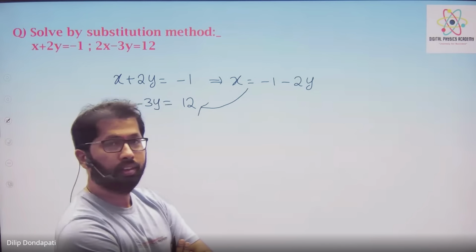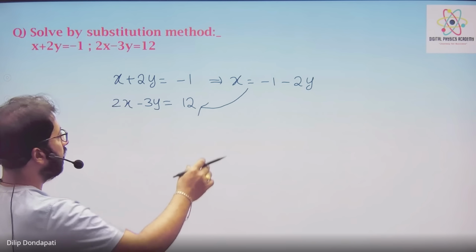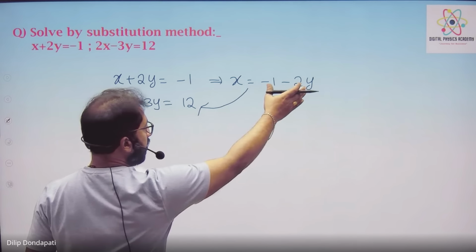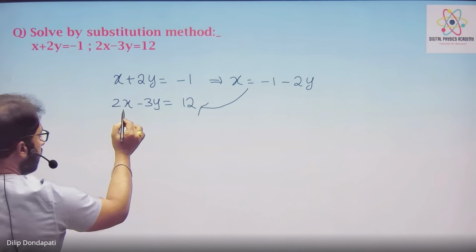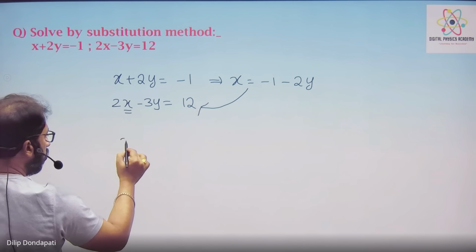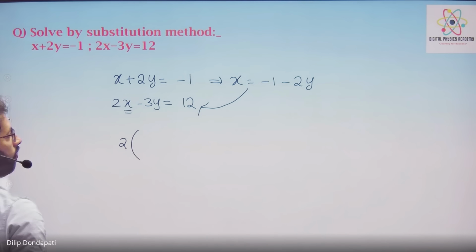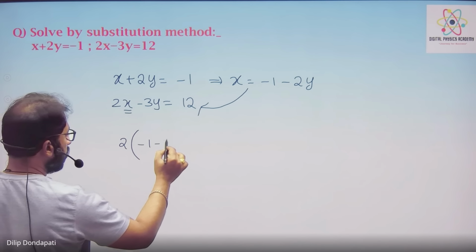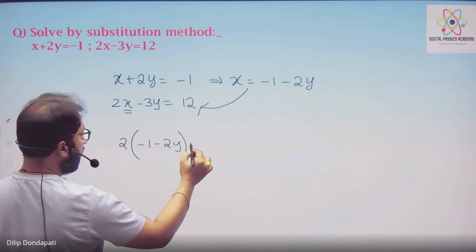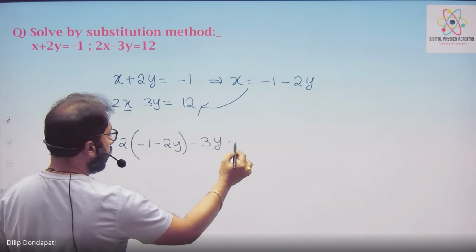Yes, sir. Can you show it one more time? Yeah. X value we got like this, right? Now I'm substituting this here. Wherever x is there, I'm substituting that one. So 2 and bracket like always. -1 - 2y, -3y is equal to 12, right?